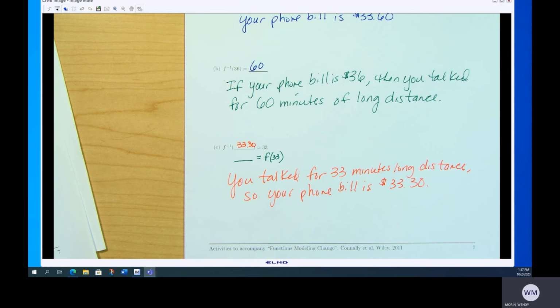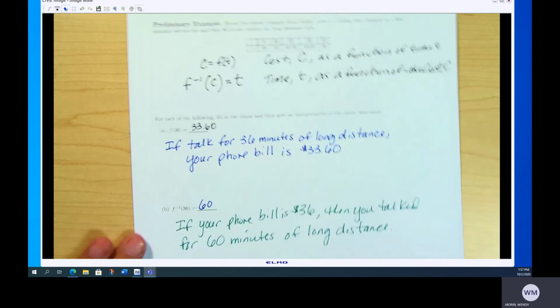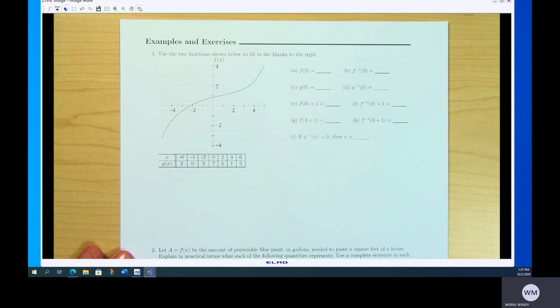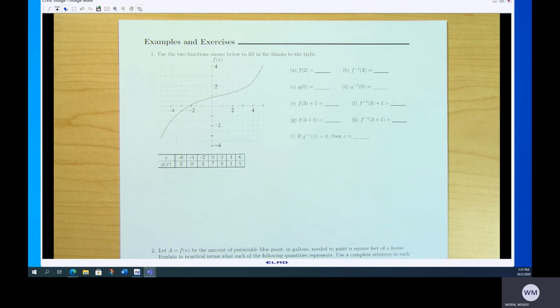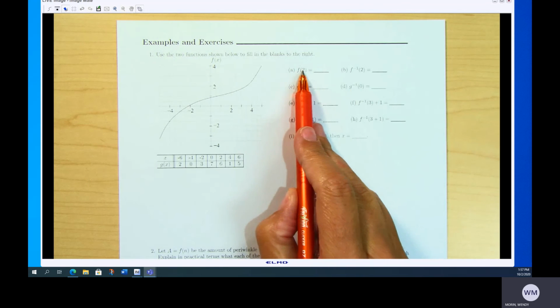Okay, so function notation and inverse function notation. You need to know both. Okay, so let's try some problems. Let's look at the next page here. Okay, let's try the first one together. A. Find f of 2.